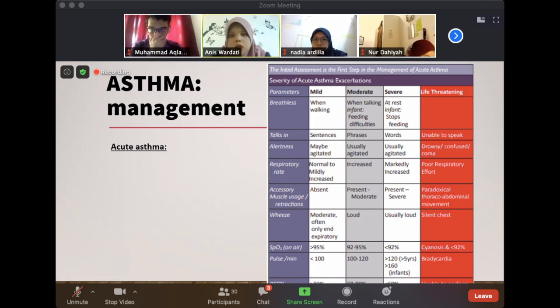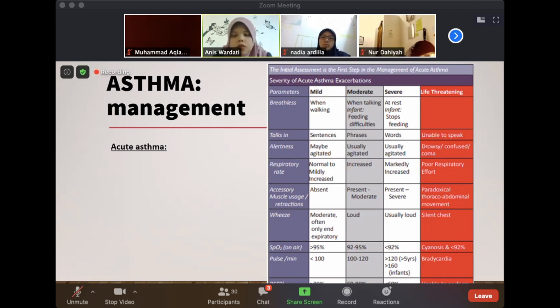The symptoms are based on their breathlessness, their ability to cough, whether they can speak in full sentences, or play, or are agitated, or drowsy, whether they have very poor breathing effort, or any other respiratory distress, for example muscle retraction, or any increase in pulse.